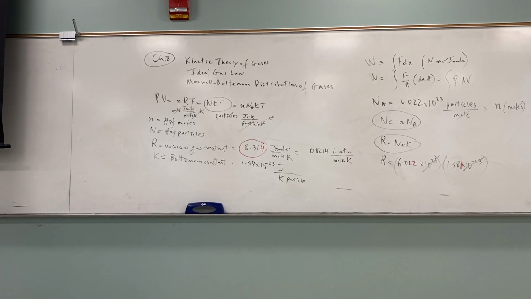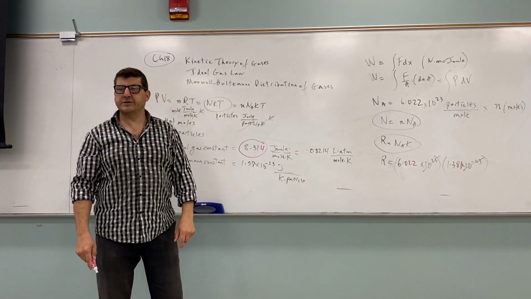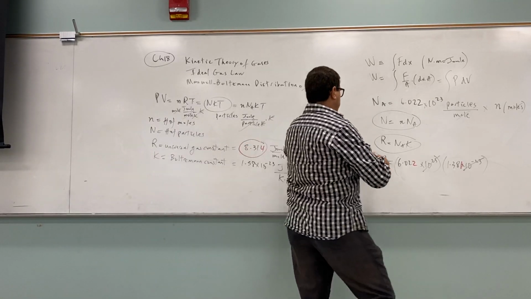But look at all the other versions. 0.0821 liter atmosphere per Kelvin per mole. 0.0831 liter bar per Kelvin per mole. 8.314 pascal cubic meter, well, that's the same. So how do we convert? Let's practice converting from the physics version to the chemistry version. How do we do that?